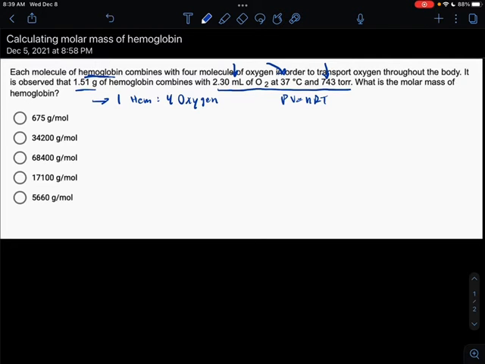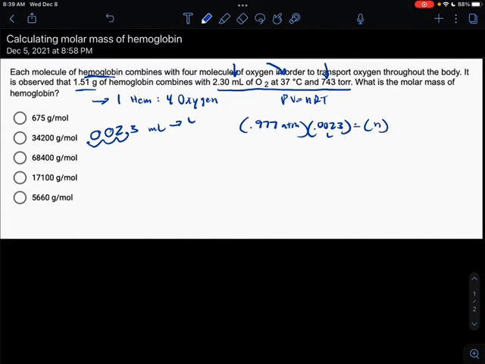For our pressure, I'm going to convert everything to atmospheres. So we have 743 torr, which would be 0.977 atmospheres. Our volume is 2.3 mL. We need to convert this to liters, so the decimal has to be moved over 3 places to the left. I'll add some more zeros: 1, 2, 3. So it's a super small volume.